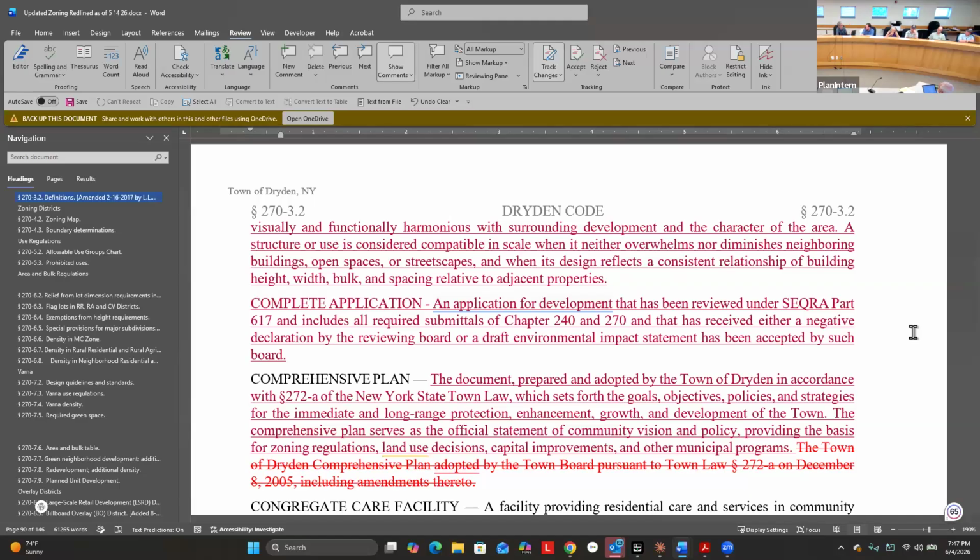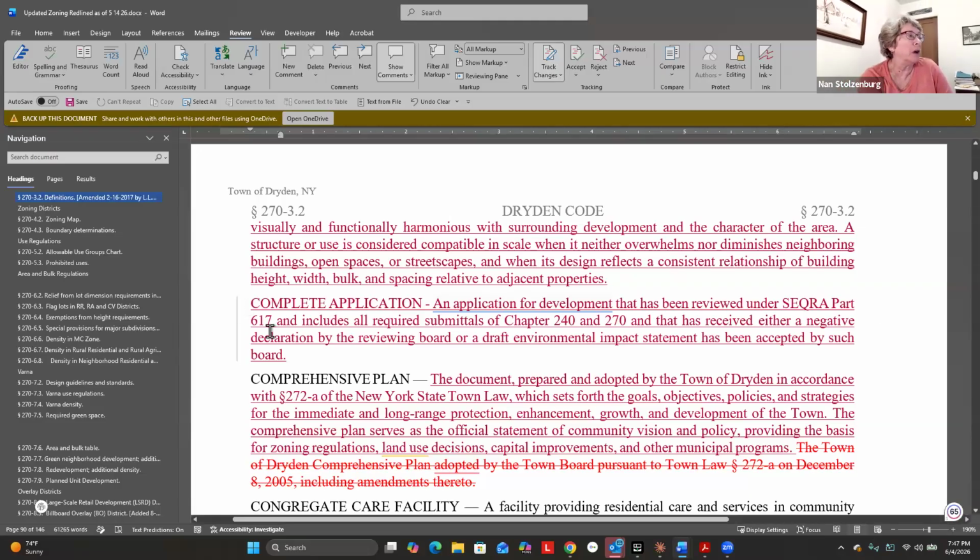But do they really need it for all projects? Yeah. Well, another complicating matter is, if you go back to the screen, I put up what we had already decided: we added a definition of complete application. And according to SEQRA definitions, a complete application is one that has had either a negative declaration made by the reviewing board or an acceptance of a draft environmental impact statement.